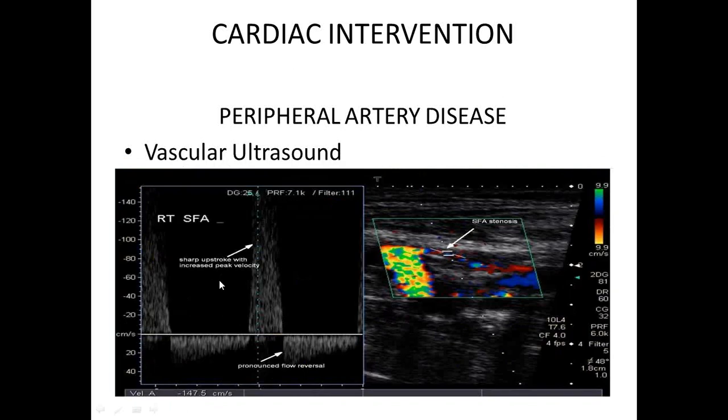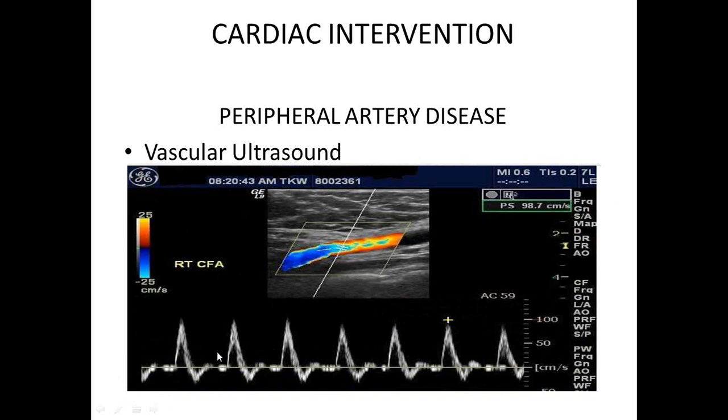So you're going to have with the peripheral artery and your superficial femoral artery, of course, that's a peripheral artery. Also, your external carotid artery is a peripheral artery. So it's going to have a triphasic waveform where you have the sharp upstroke with increased peak velocity, and then you have the flow reversal. Okay, so if you have a stenosis in the superficial femoral artery, you'll get increase in velocity, but you're going to have your triphasic, or sometimes it can become biphasic when you have the obstruction.